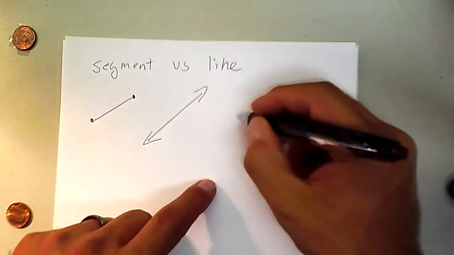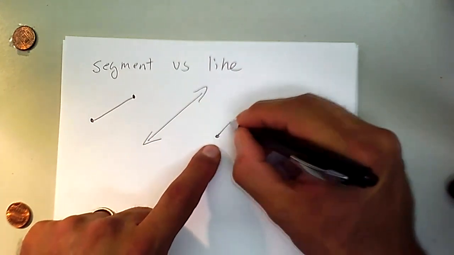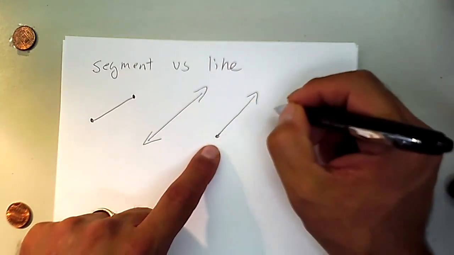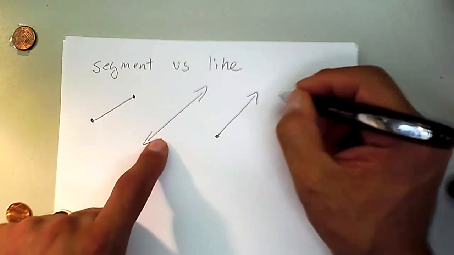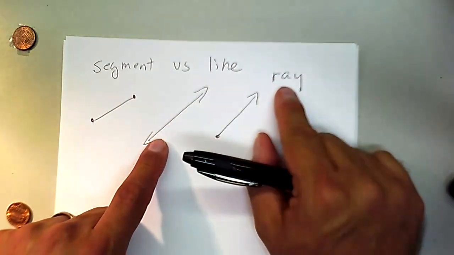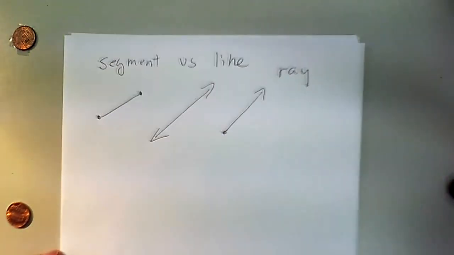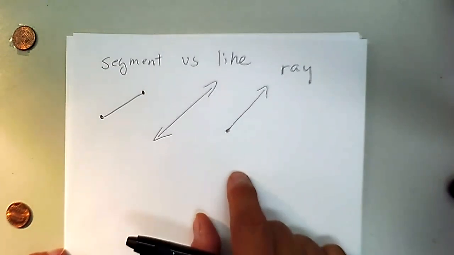And you can ask, wait a minute, what if it has a starting point, but it doesn't end? Whoa, so it's a combination of those two. That's called a ray. So we have segment, line, and ray. One word for each one of those objects. So these are geometric objects.